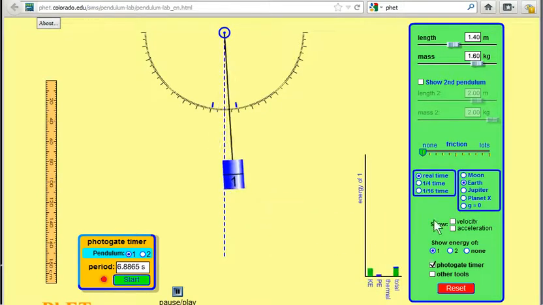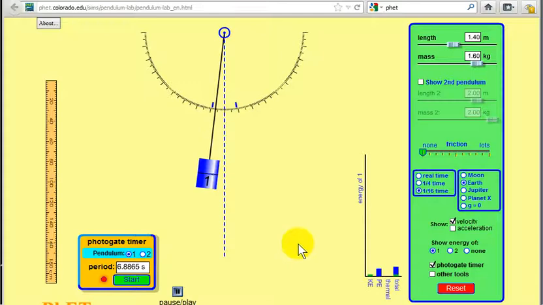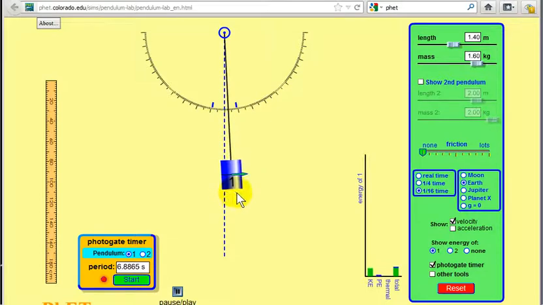Let's see the velocity. You can see when the velocity is high, the kinetic energy is high. Let's just slow this down. See, when the speed is 0, the kinetic energy is 0. I'll slow it down further. So the kinetic energy drops to 0 when the speed is 0. Kinetic energy reaches a max, and the speed reaches a max when the mass passes through its equilibrium position.